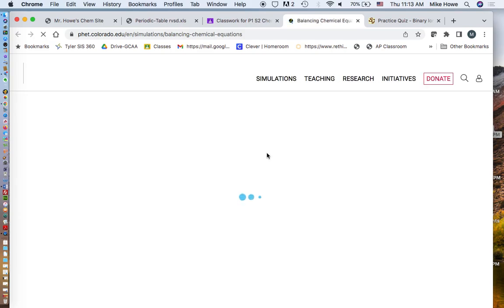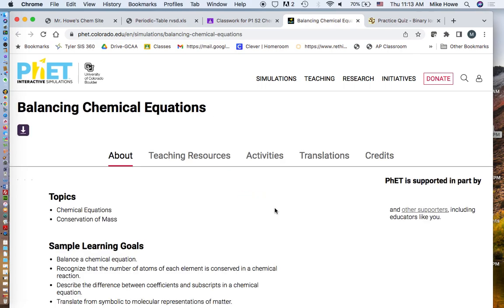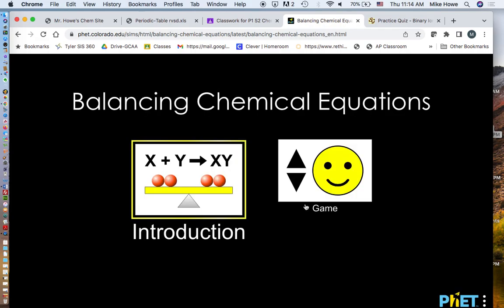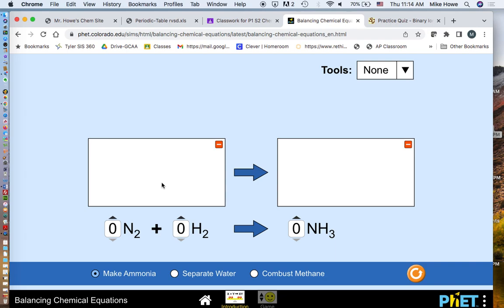Balancing chemical equations looks like this. The idea is that when you're writing a chemical reaction, the number of atoms on each side of the arrow has to be the same. That's the law of conservation of matter. I'm going to run through the introduction and do an example real quick in the game, and then we'll take it from there.